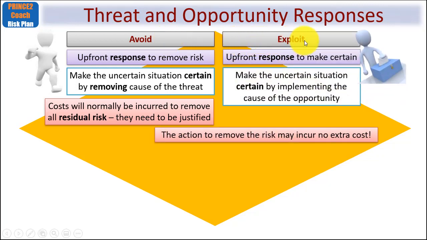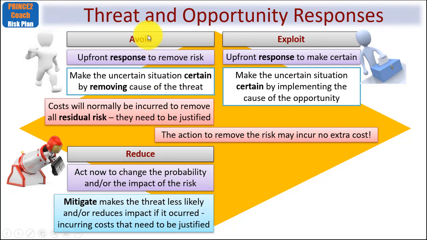Let's look at an opportunity. Here we use the word exploit. Just like avoid got rid of the risk, exploit makes the opportunity 100% certain. And it does this by implementing the cause of the opportunity. Remember those 3 steps we covered just now? And the action to remove the risk may incur no extra cost. Yes, let's just take the avoid again. You're taking a different route. Perhaps you realise there's a threat to developing software in-house, but you're now going to outsource that as part of your project and use an experienced and excellent organisation that has the software already working. So in other words, the risk is zero because you're doing something different.